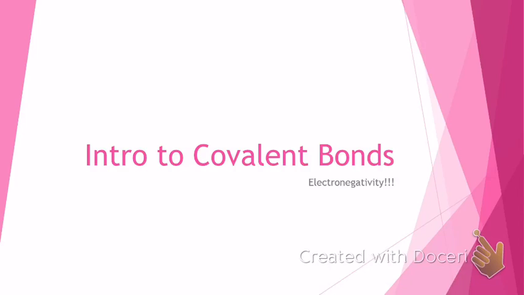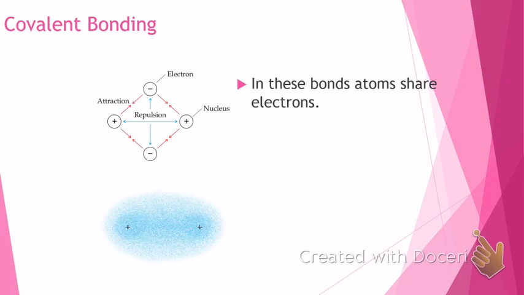We've already done ionic bonding, where one atom, a metal, gives up an electron or electrons to a nonmetal, so that a cation and an anion can come together, opposites attract, and they form these ionic bonds. Well, in covalent bonding, the two atoms actually share their outer electrons. Okay? And there are a number of things going on right here.